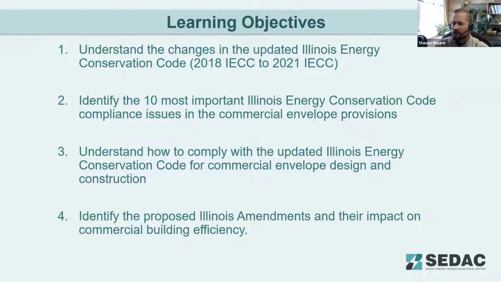As far as the topics we're going to cover today, the things we want to achieve with our presentation: first, we're going to understand the changes in the updated Illinois Energy Conservation Code between the 2018 and the 2021 IECC. We're going to identify the 10 most important Illinois Energy Conservation Code compliance issues in the commercial envelope provisions. We're going to understand how to comply with those provisions for commercial envelope design and construction, and identify the proposed Illinois amendments and their potential impact on commercial building efficiency.